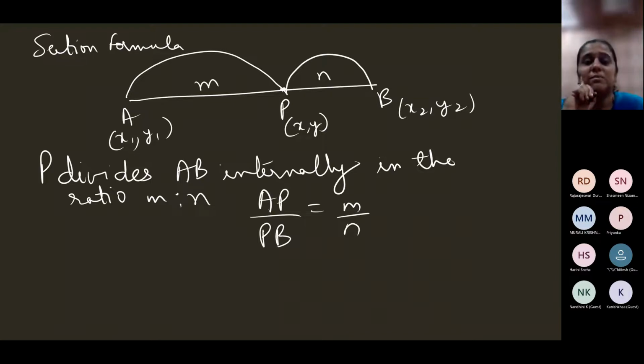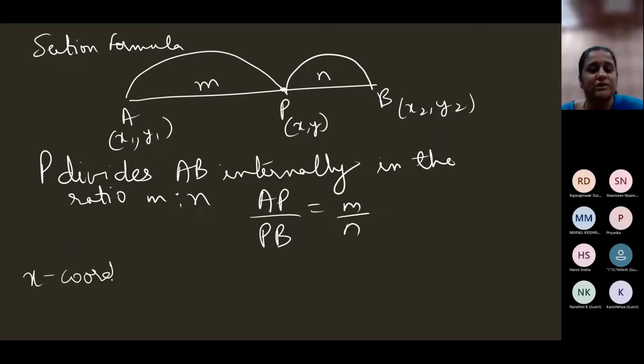Who is P? P is a point that lies on the line segment AB, dividing AB internally in the ratio M is to N. The ratio is also AP is to PB. So the ratio should be known to you, and the coordinates of the endpoints also should be known to you. Then how will you find the coordinates of P? You can find the coordinates separately. Supposing they ask you to find only the x coordinate of P.